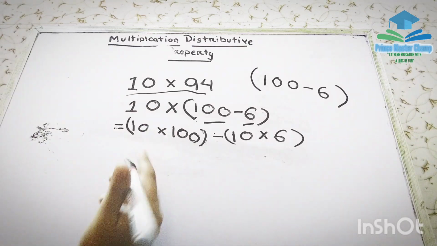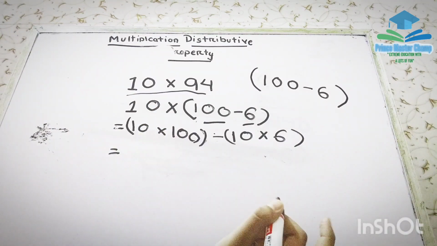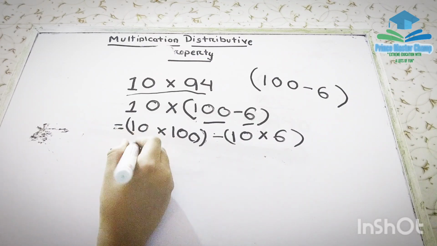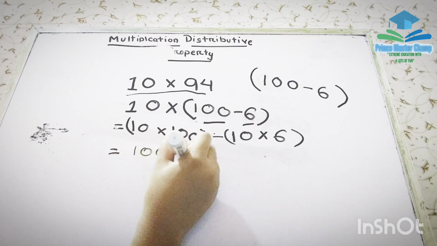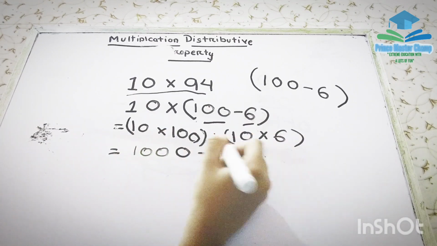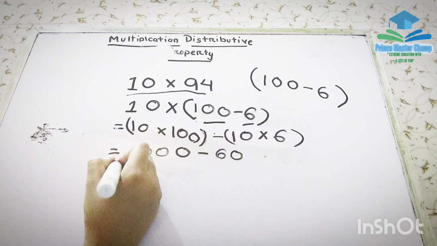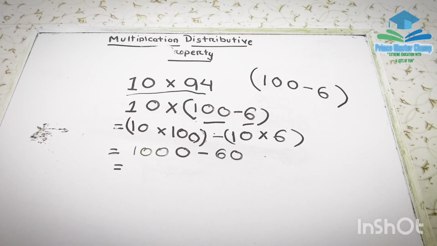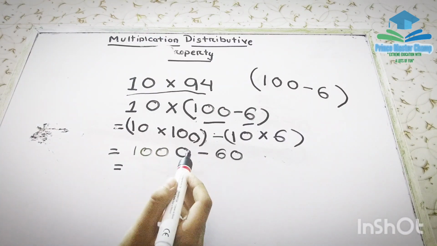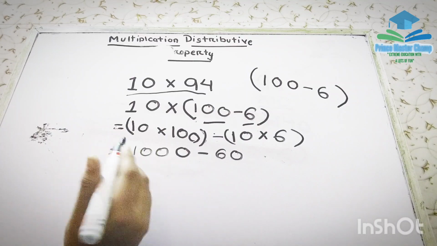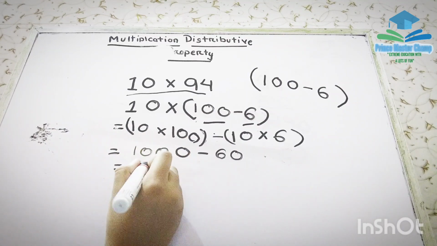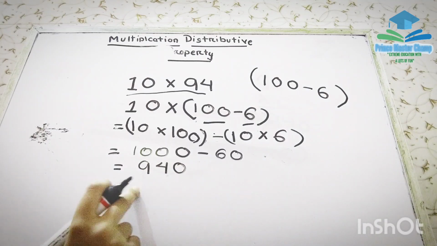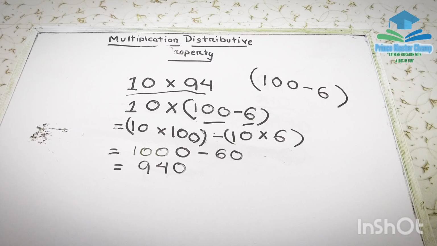So when you're done till here, you just need to give an equal to sign, and after that you just need to solve. Then 10 into 100 is 1000, subtracted by 10 into 6, 60. So how much will our answer come? 1000 minus 60. So our answer will come as 940. Understood? I hope you understood that we have got 940.